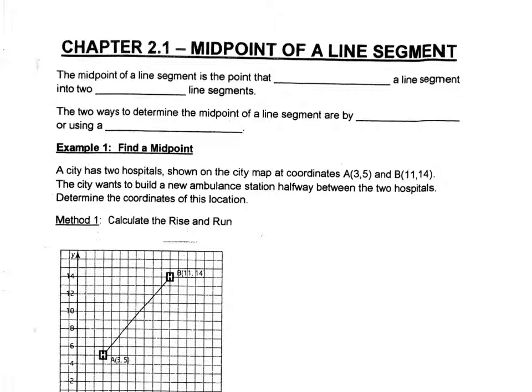So the midpoint of a line segment is the point that divides a line segment into 2 equal parts. It's halfway between the 2 endpoints. The 2 ways of determining a midpoint of a line segment are either by graphing and looking at the coordinates on the graph, or by using a formula. And as always, the formula is the method of choice because it is the most accurate and it's the easiest one to use.